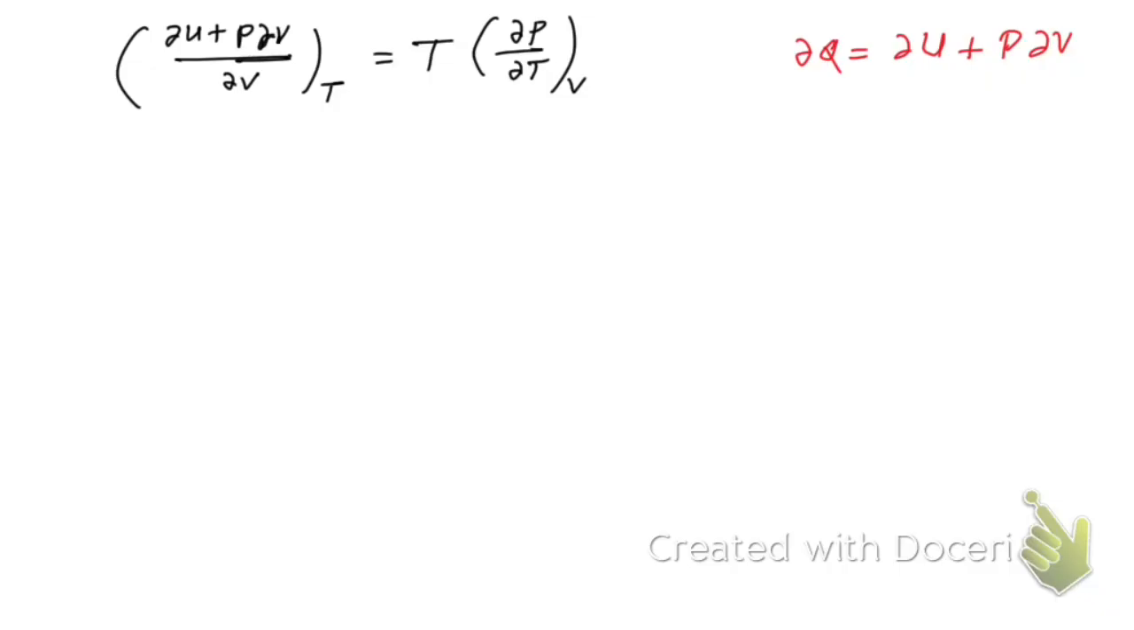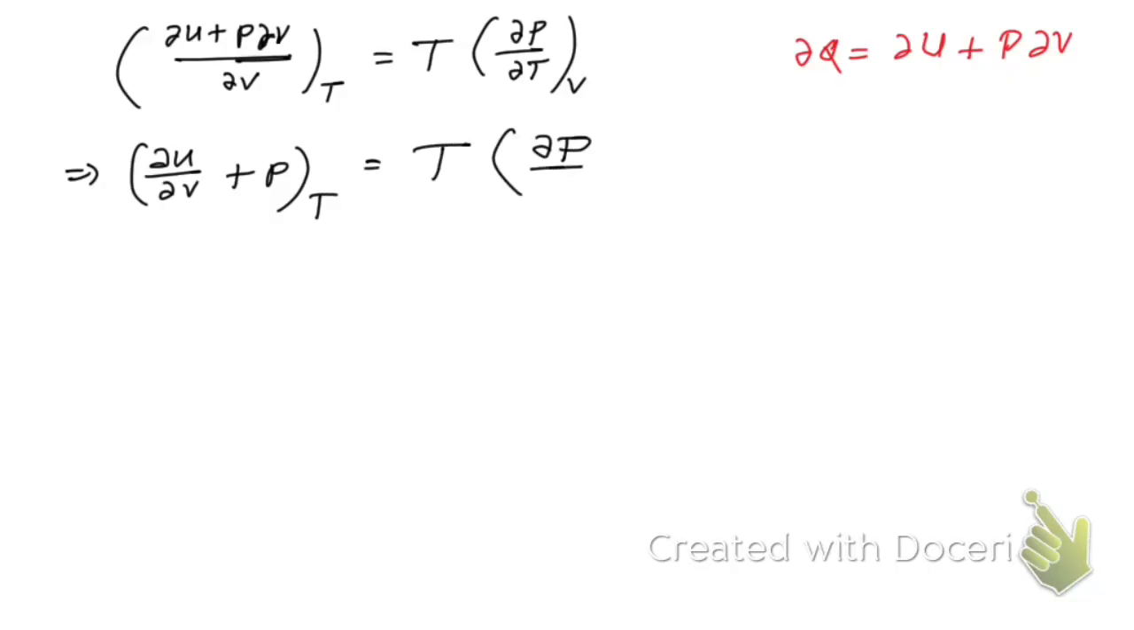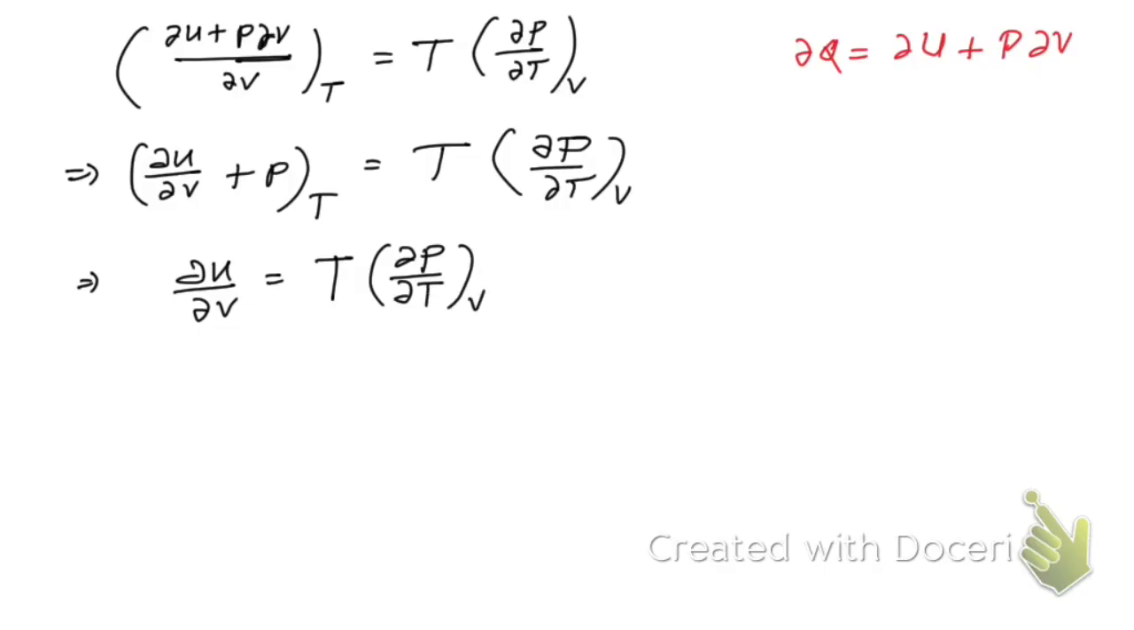So now if you simplify this, you will get del U by del V plus P is equal to T into del P by del T at constant V. This can simply be written as del U by del V, with P taken to the other side, equal to T into del P by del T minus P. That's what we can write.